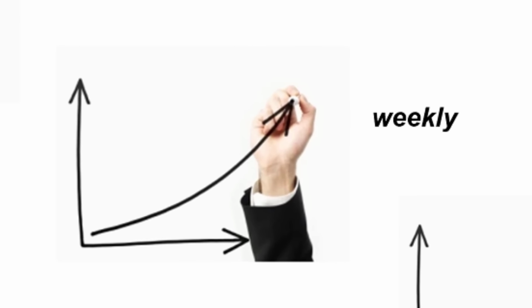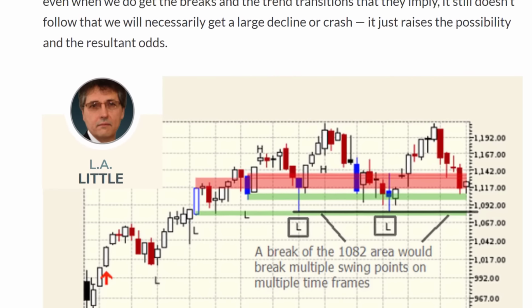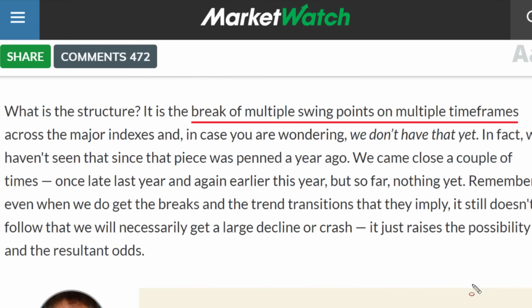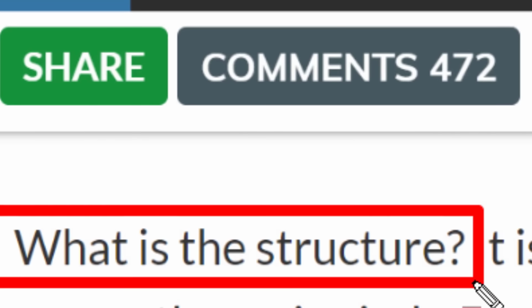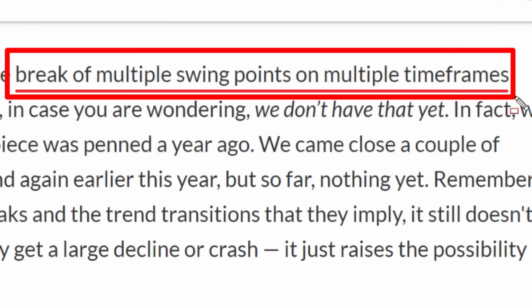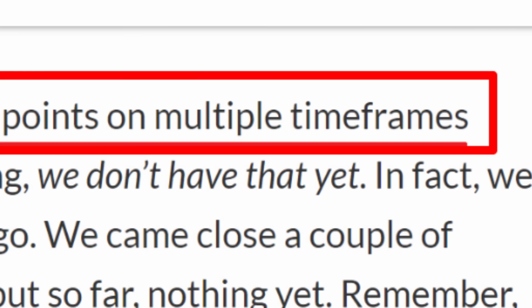In fact, this is an article from one of my favorite chartists and analysts, L.A. Little, and he said this in an article in MarketWatch, and he made a very brilliant point, which I'm going to read for you here. He said, you need a break of market structure. What is a structure? What you need is a break of multiple swing points on multiple time frames. And that is the key word here, guys.